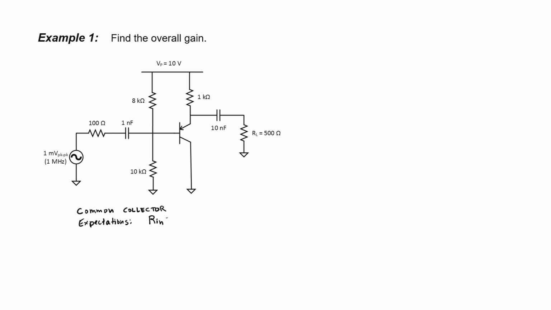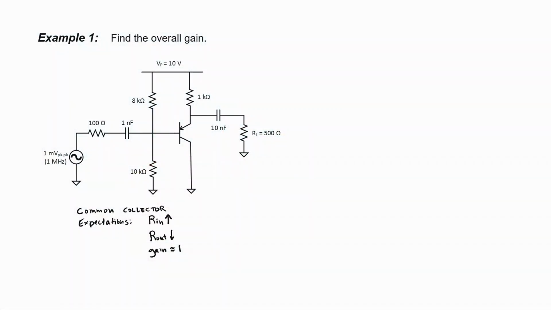Well, we expect the input impedance to be high. We expect the output impedance to be low, and we expect the gain to be approximately equal to 1. And all these things will be true provided that the amplifier has a reasonable design. That is to say, it has to be properly biased in the forward active region with reasonable choices for the capacitor and resistor values around it. Let's first do a DC bias check before we calculate the gain.